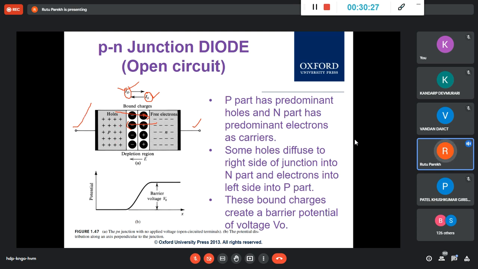Now, what will happen? Here in this side, these electrons are the minority carriers. Here holes are the minority carriers. Okay, just showing you. Now, what will happen? You know the fundamental that unlike charges attract, like charges repel, right?